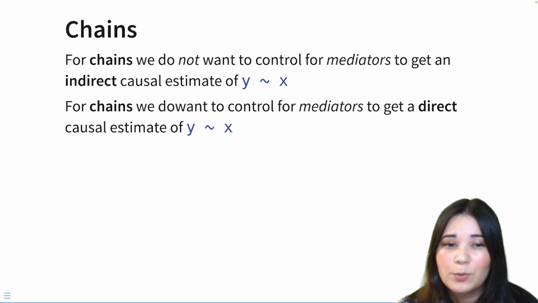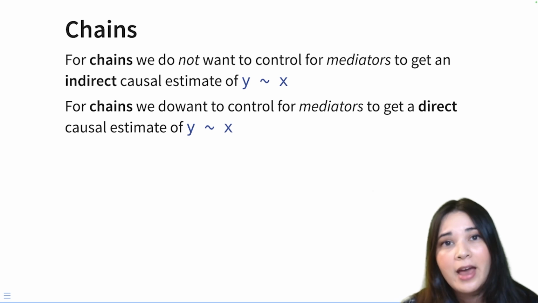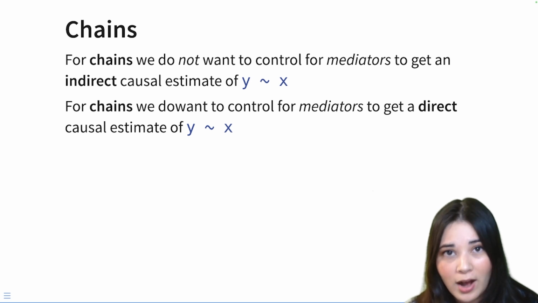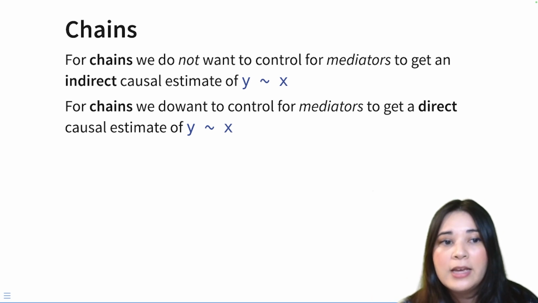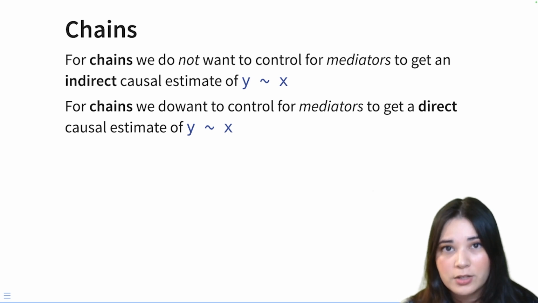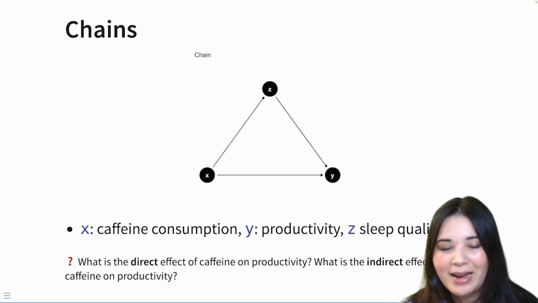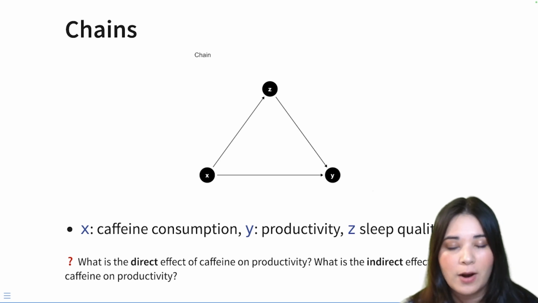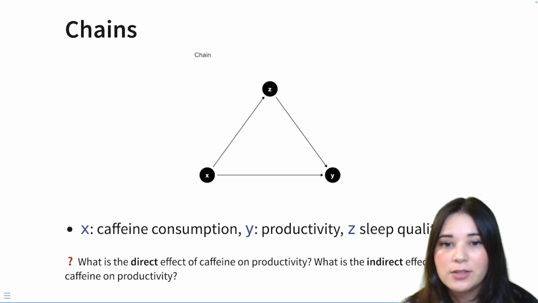However, for chains, we do want to control for mediators if we want a direct causal estimate of X on Y. In other words, if we want to know how independently X causes Y, absent of its path through other variables like microbiome, in that case, we do want to control for other mediators, just like we did. Now, when we have chains, we might not have a direct arrow from X to Y, or we might also have a direct arrow from X to Y.